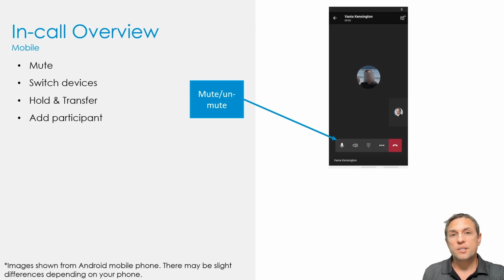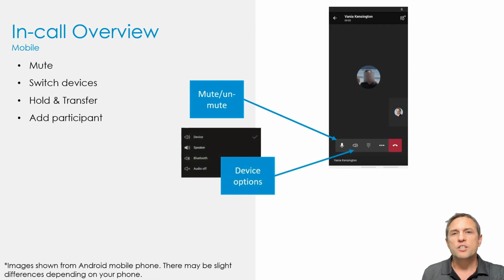So on the mobile phone, similar experience, different form factor here. We have a mute, unmute. We've got the devices option, probably more relevant to mobile because we may want to switch to our mobile's built-in speakerphone, or we may have Bluetooth devices connected to it that we want to switch to as well. We can do that live in the call on the fly.